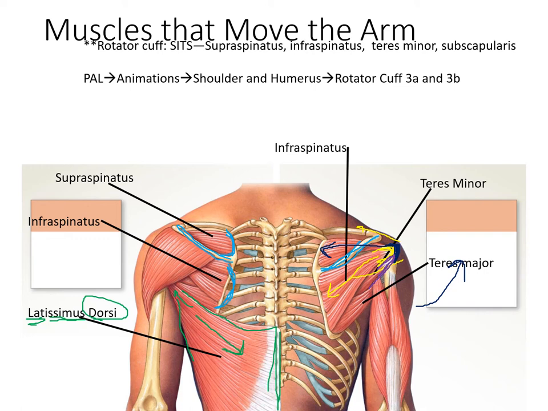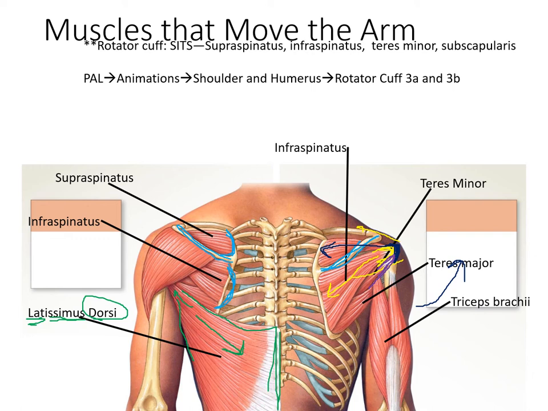All right, final muscle is the teres major. Now note that we have a lot of minor-major pairs. Minor is generally more medial and superior, and the majors are generally both larger as well as inferior.